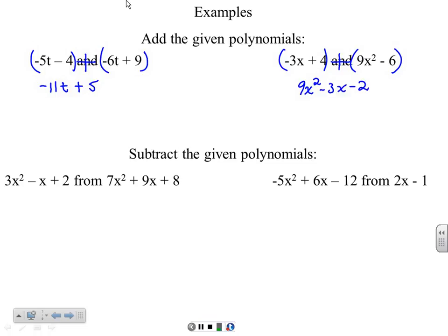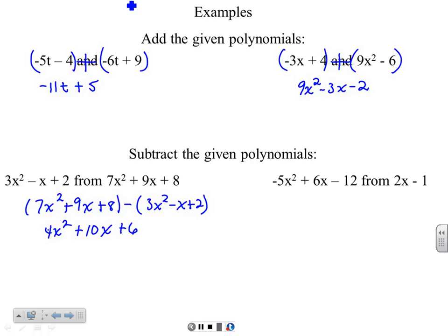And on the bottom it says subtract, so notice I have to rearrange these because I'm going to subtract the first one from the second one. So we're going to have 7x squared plus 9x plus 8 minus 3x squared minus x plus 2. Combine your like terms, starting with your highest exponents first. So you have x squared. So 7x squared minus 3x squared is going to be 4x squared. 9x minus a negative 1x is going to give me positive 10x. And then 8 minus 2 is going to give me 6.